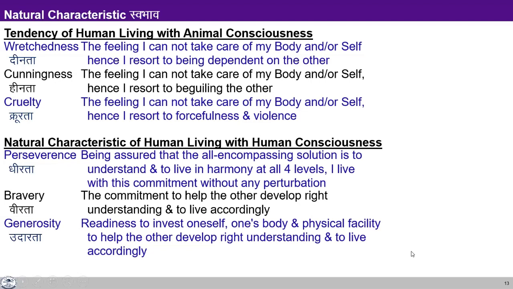But at the base, if you see, with lack of right understanding, we are of course wretched. Now, whether we feel low with the wretchedness, or we feel like cheating the other, or we feel like using forcefulness, these three possibilities are there. So a single human being at one point of time feels low, at another point of time feels like cheating or beguiling the other using cunningness, right? And at another point of time, one may feel like being cruel. The solution emerges only when we have the human consciousness ensured.